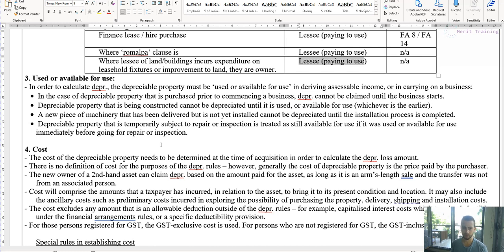And then finally, depreciable property that is temporarily subject to repair or inspection is treated as still available for use if it was used or available for use immediately before going for repair or inspection. So as long as you've started to use it, that means you've used it. If it goes down for whatever reason, maybe the power blows out, you're still using it this entire period. It's just out of order temporarily, but you've satisfied the basic condition that you're using the asset. As long as that initial satisfaction has been made, you can claim depreciation throughout the entire period, even if it's down and out for repairs or maintenance, whatever it is.